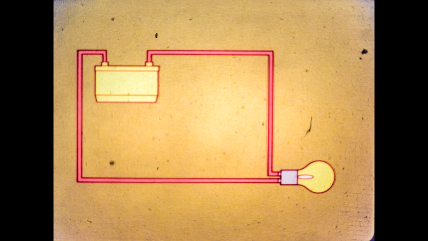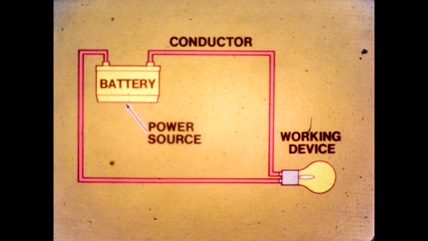The three essential elements of every circuit are a power source or battery would also be correct, a conductor to act as the path for current to flow, and a working device or resistance that converts electrical energy into heat, light, or motion.